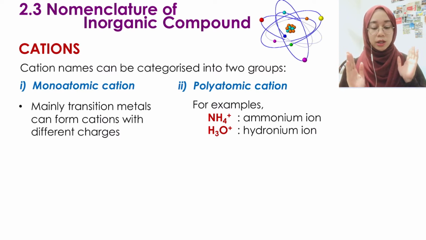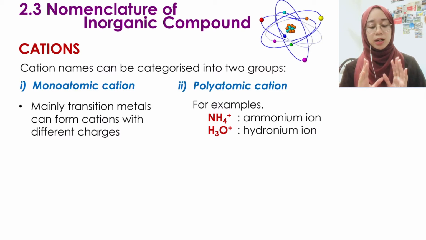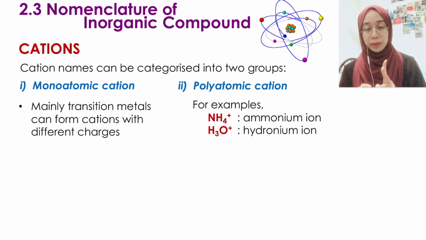Okay, so untuk transition metals pula, dia pun mainly akan jadi cation ion juga. Okay, tapi compared to group 1 dengan group 2 punya metal, transition metals dia boleh ada banyak charge.